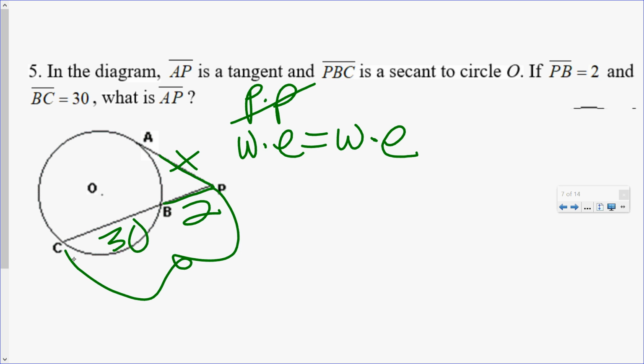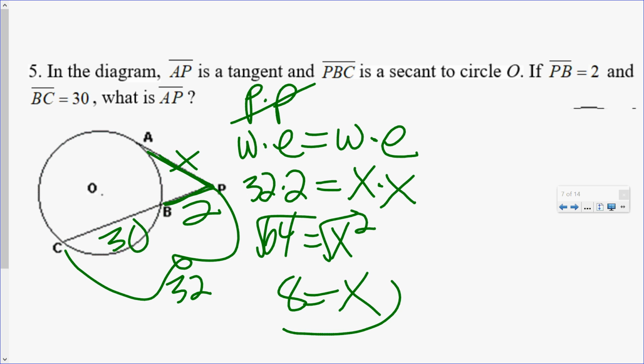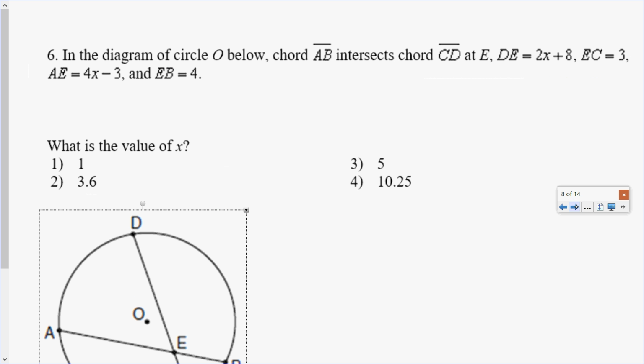Let's start with the secant. The whole secant is 30 plus 2, which is 32, times the exterior, which is 2. For the tangent, the whole is the exterior, so both the whole and the exterior are x. And that will always be the case whenever it's a tangent. I do the algebra, and x is 8.